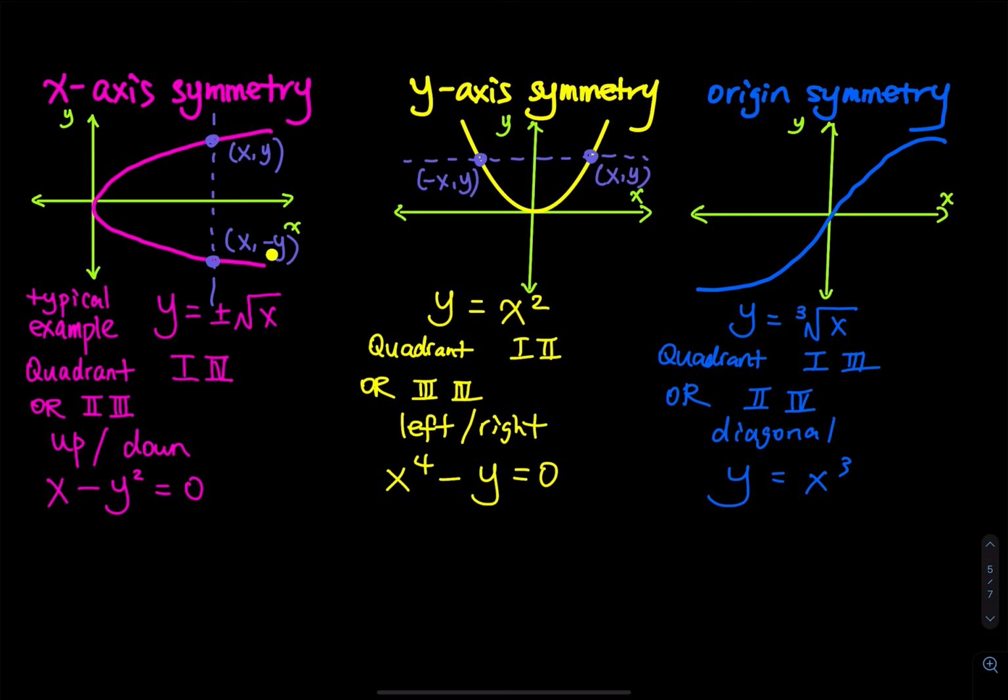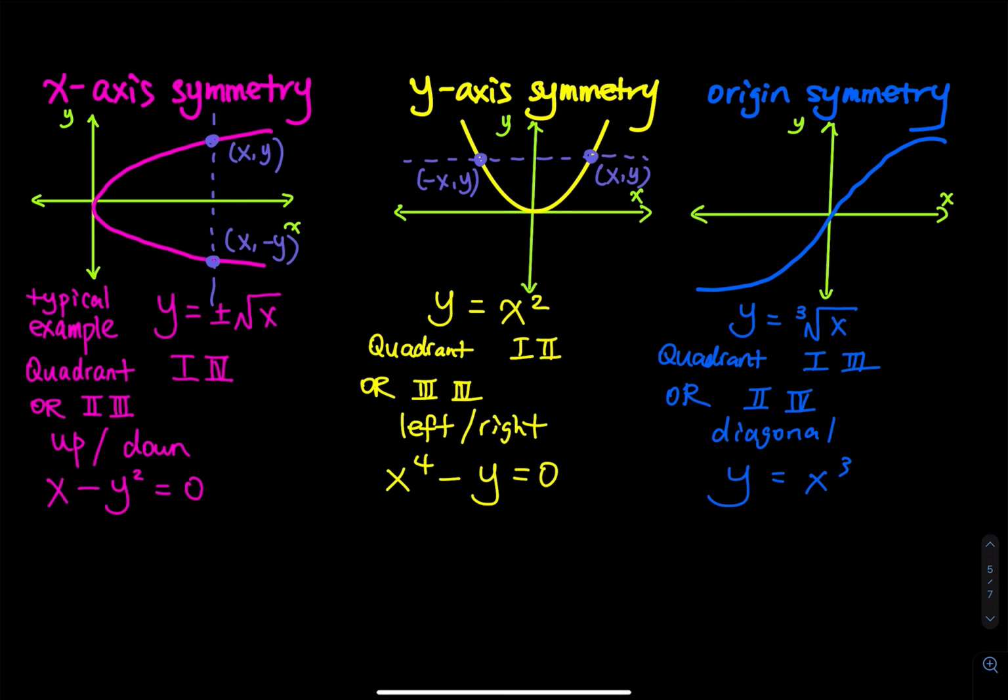So the language that I use is either the graph is in quadrant 1, 4, or quadrant 2, 3. Or you can use the language like up and down. So up and down, quadrant 1, quadrant 4. Up and down, quadrant 2, quadrant 3.